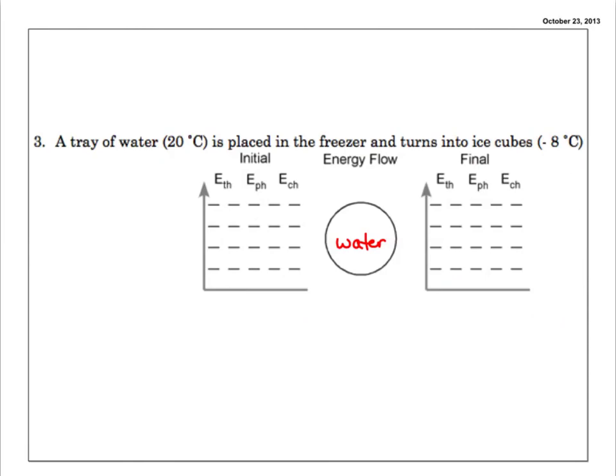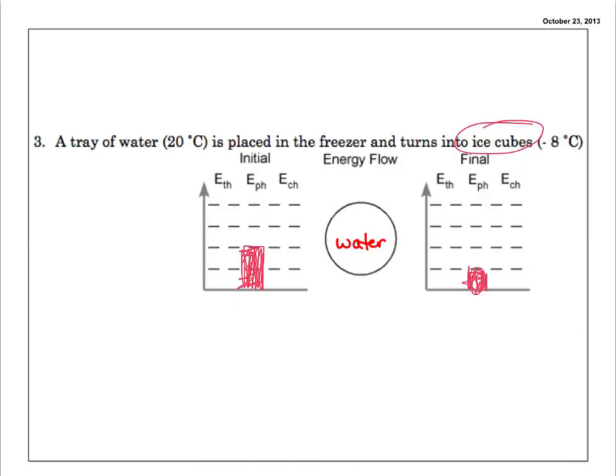Okay, so hopefully you've tried this on your own. Let's work this one through. It says that we have a tray of water at 20 degrees. If it's water, then it is in the liquid phase, so we're going to do EPH up to 2 bars like it said on the first page. It says that it's going to turn into ice cubes. If it turns into ice cubes, that means that it's a solid, and therefore it's only 1 bar. So we fill in 1 bar for the EPH.